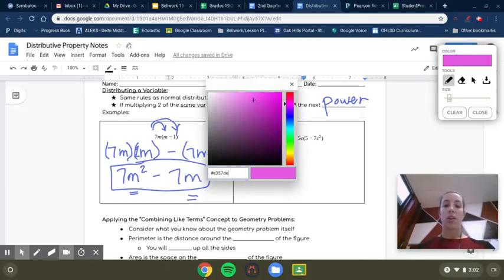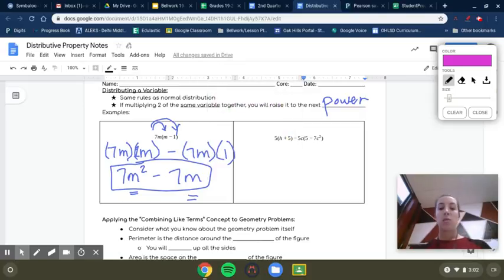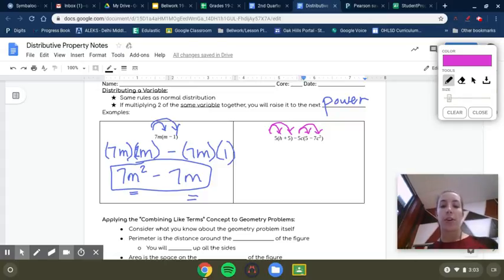Let's do it in a different color. The next one here, it looks like we have two separate distributive properties that we're going to need to do. I see a 5 on the outside of this parentheses that needs to go to everything on the inside of that parentheses. And then if you look, I see a negative 5 on the outside of this one that has to go to that one. So I'll do these both in two different colors. So I'll start with the first distributive property.